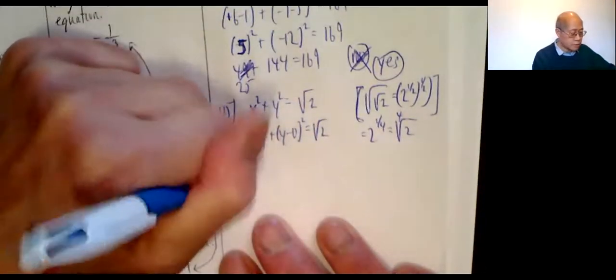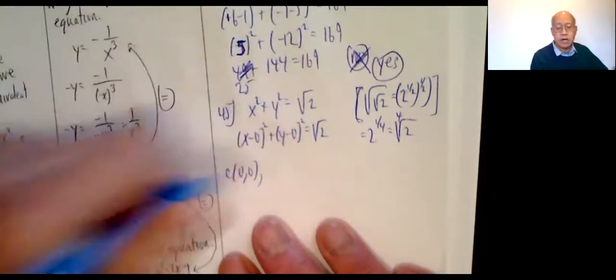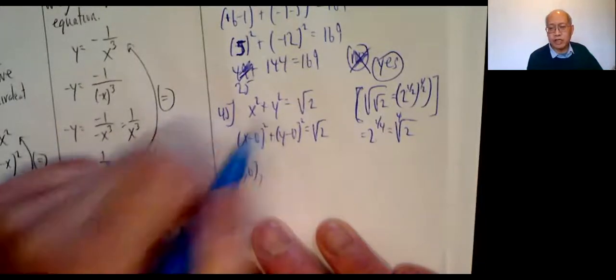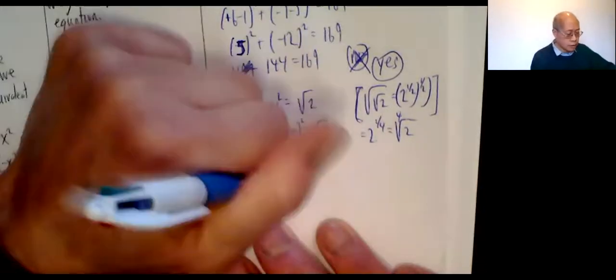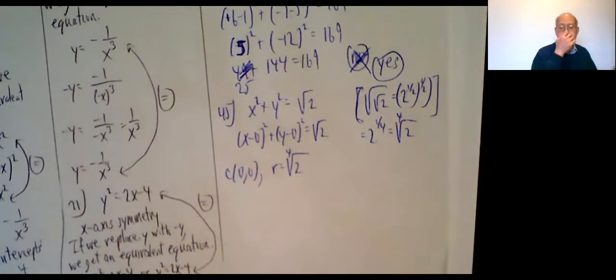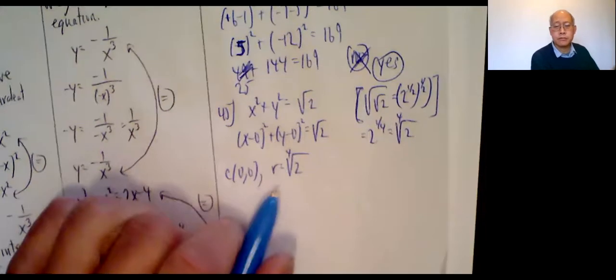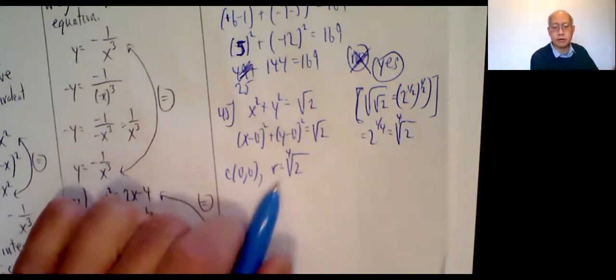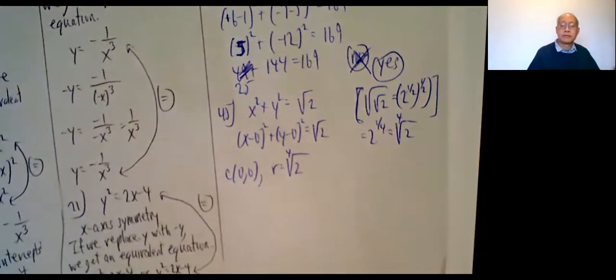Okay, so the center is 0, 0. Basically, anytime you see just x squared plus y squared, the center is 0, 0. And the radius is the 4th root of 2. It's not a nice number. It's a number times itself, times itself, times itself, giving you 2. The square root of the square root of 2.